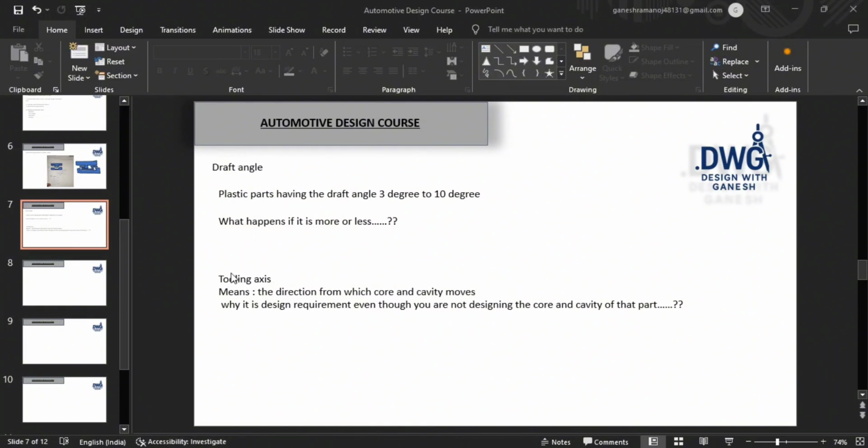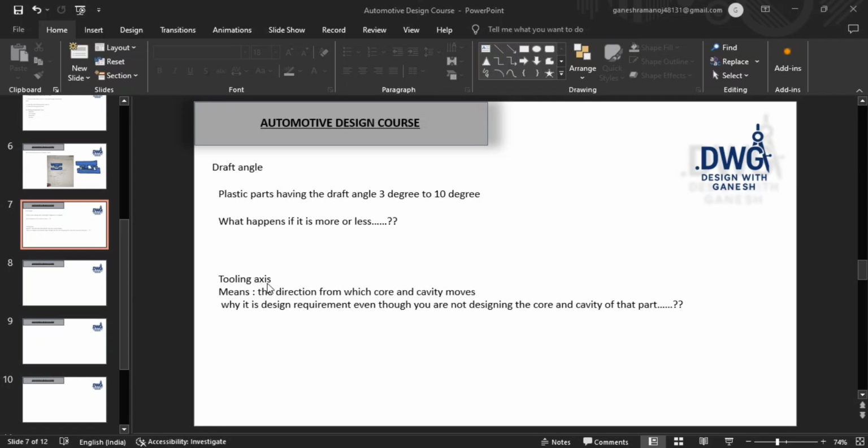In this video, there are a few more design requirements that we should keep in mind before making a plastic product. After the draft angle, you should keep the tooling axis in mind as a requirement. By definition, the tooling axis is the direction in which the core and cavity will move. So what does it mean?